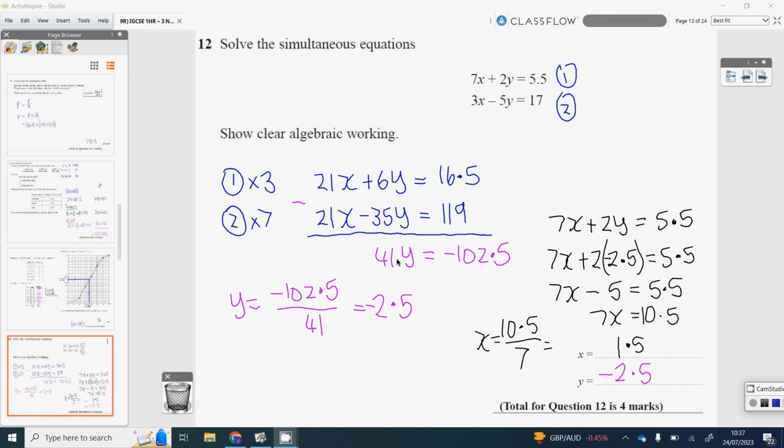So here, in purple, 41y equals minus 102.5. To solve that, divide both sides by 41, and I get y being minus 2.5. Right, secondly, I now need to work out what x is. So go and take one of the original equations. Doesn't matter which one. I've chosen to take equation 1, which I've written down here. Now I've just worked out that y is minus 2.5, so I can replace the y with minus 2.5. Now 2 lots of minus 2.5 is minus 5. Add 5 to both sides, 7x equals 10.5. Divide by 7, I get x being 1.5.